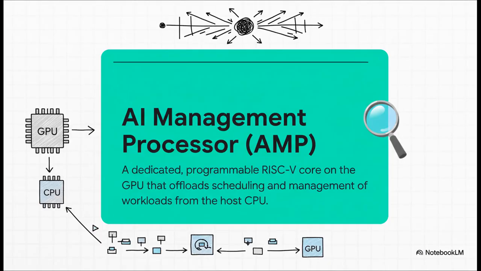It's called the AI Management Processor, or AMP, and the easiest way to think about it is as a dedicated little traffic controller that lives right there on the GPU. It's a tiny, super efficient processor, and its only job is to manage and schedule tasks, which takes a huge burden off of your computer's main CPU.